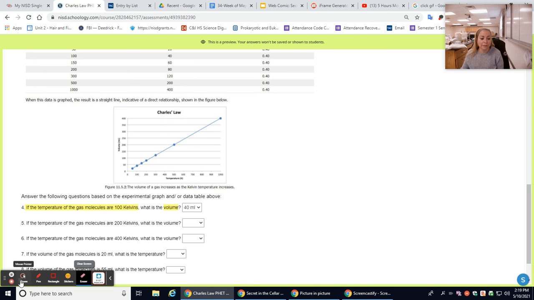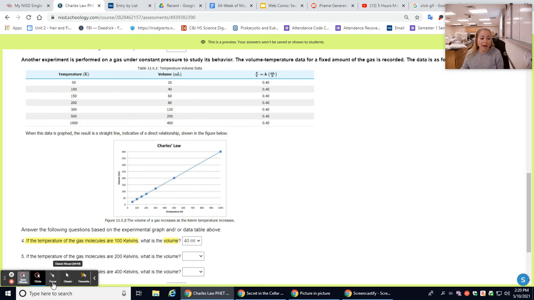Let's look at the next one. If the temperature of the gas molecules is 200 kelvins, let's look at the data graph. We're looking at temperature, and we're looking at 200 kelvins. So that means the volume is 80. If you look at 200, you see how it's like 80. It's close to it, but that's how it resembles. So this is 80, but is it kelvins? No, we're looking for the volume, right? So it's 80 milliliters.